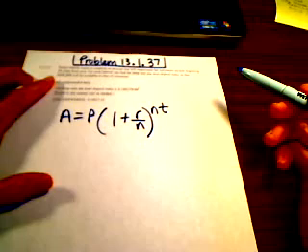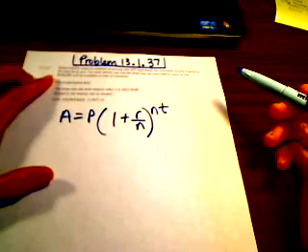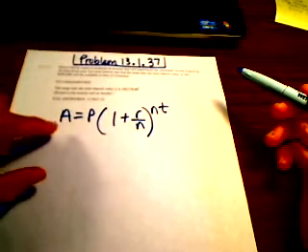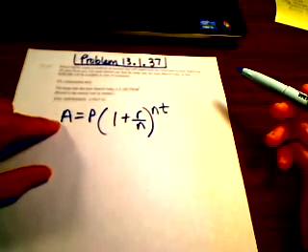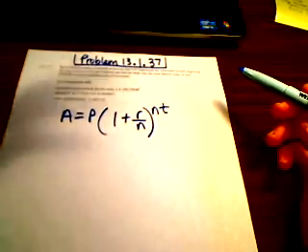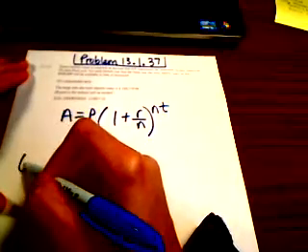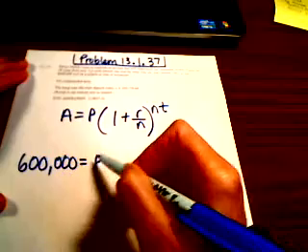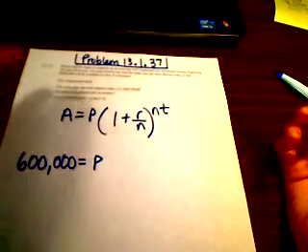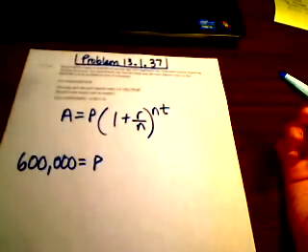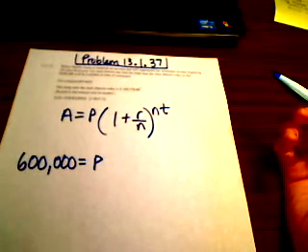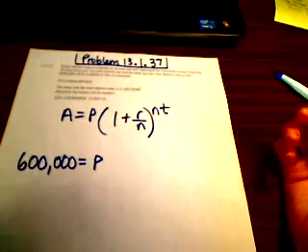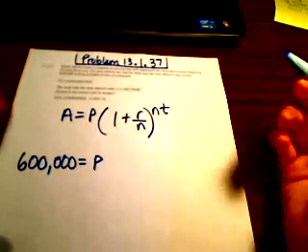So they're telling us that she wants to have $600,000 available 28 years from now. So $600,000 is going to be an A amount. That's going to be an amount after some time T. So we're going to plug 600,000 in for A. The principal is what we're trying to find, because they're saying what does she need to put into the account now in order to have that 600,000 28 years later. Okay, so we're going to leave that as a P, and that's what we're solving for.